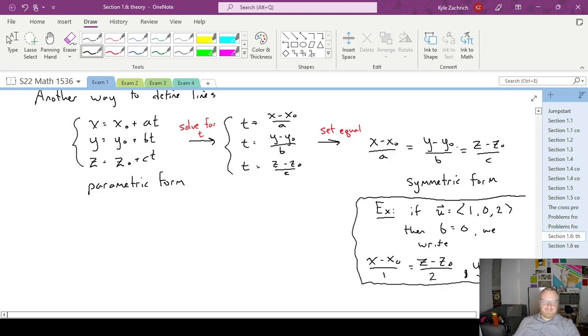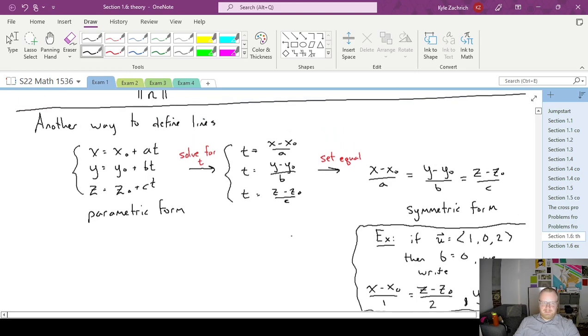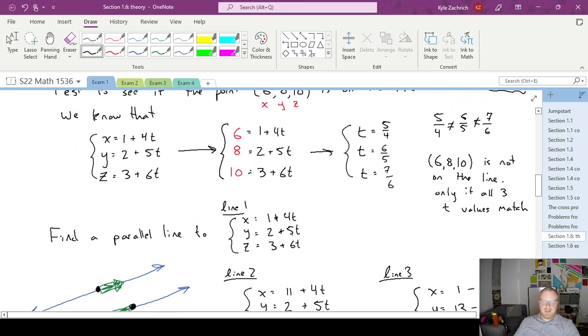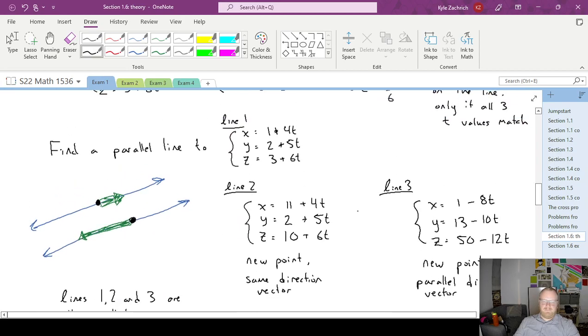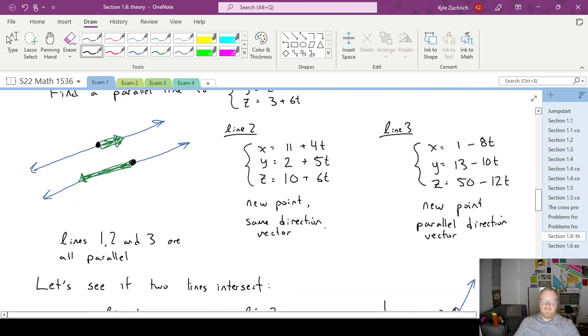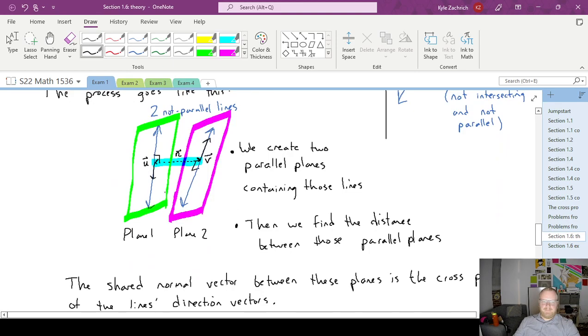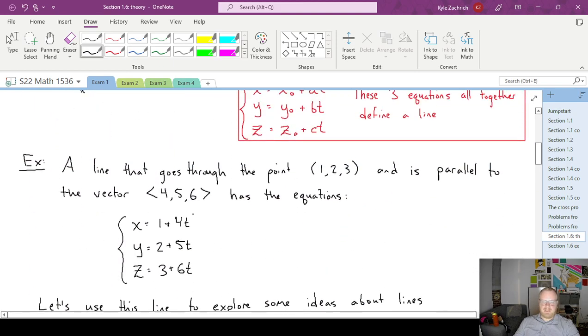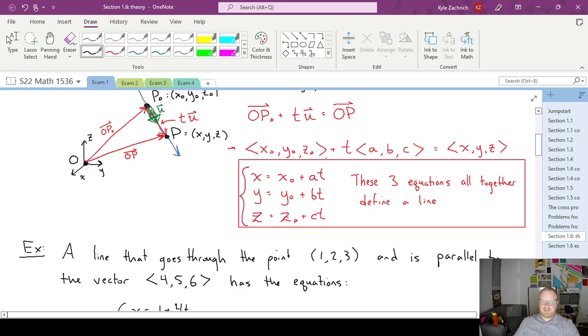Okay, I think that's all I wanted to say for the theory of lines. So big concepts from this are just seeing if lines are parallel based on their direction vectors, and the general outline for how we find the distance between two lines. I'll give an example of that in the next video, and then this set of equations for lines. Very, very important to have this.